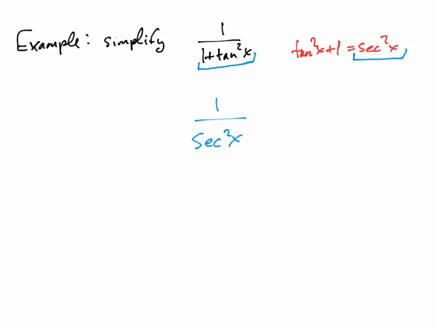And then secant squared x is the reciprocal of cosine squared. In other words, 1 over secant squared x is equal to cosine squared x, and that would be the simplification there. And then back to the notes, we'll do that last simplification example.